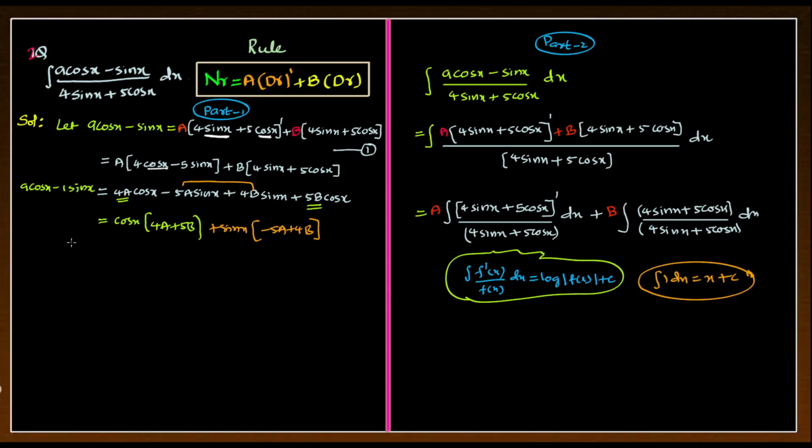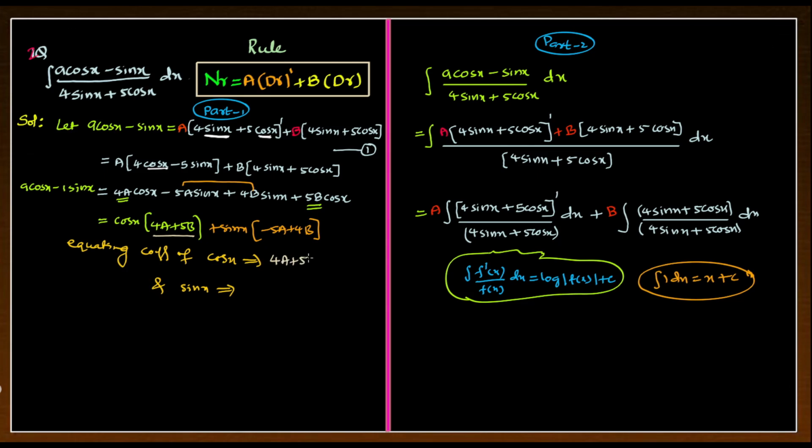comparing both sides, cos x and sin x. Now equating or comparing the coefficient of cos x and sin x. What about the coefficient of cos x? The cos coefficient is 4a plus 5b.